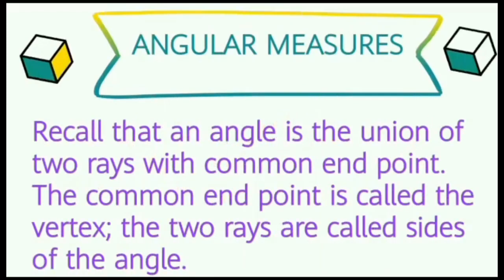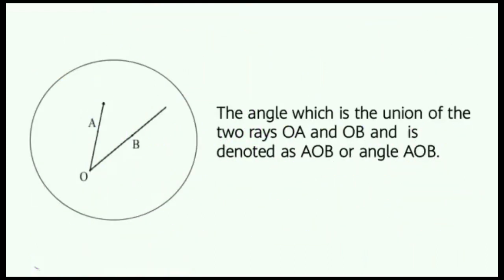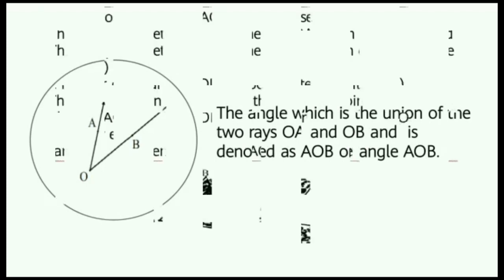Okay. So for the last, angular measures. Recall that an angle is the union of two rays with a common endpoint. The common endpoint is called the vertex. The two rays are called the sides of the angle. The angle is the union of the two rays OA and OB and is denoted as angle AOB. As we can see on the figure on the screen, the angle AOB.